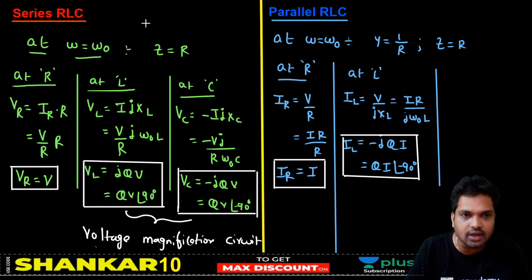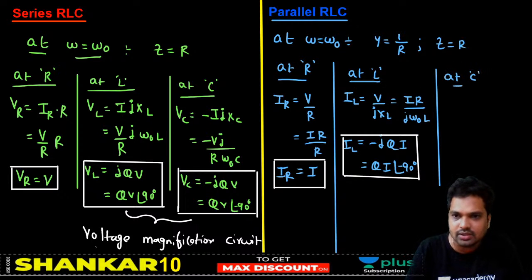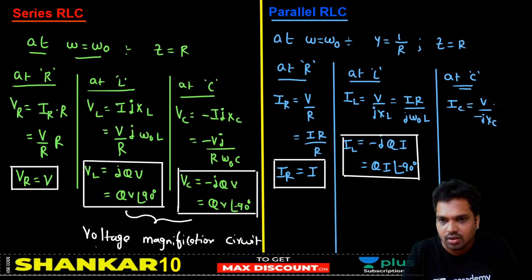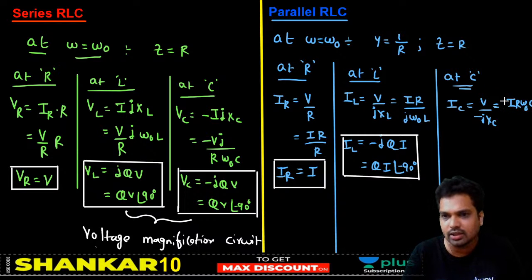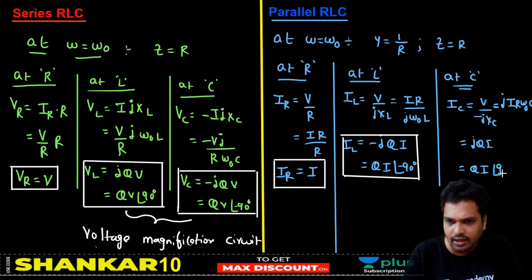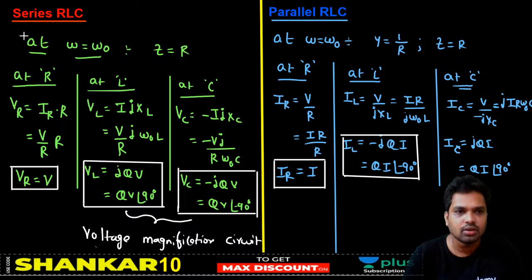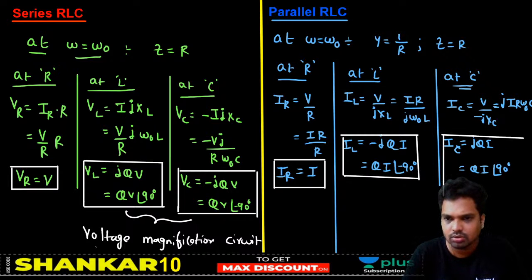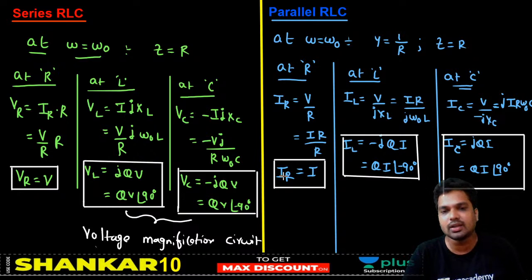Right. So next we are discussing the response at the capacitance. That is, the current in the capacitor is V by minus jXC. That is j times, I'm sorry if it is not visible, just a minute guys. It is IR into omega naught C into j. That is j times QI, or you can also say it is equal to QI angle plus 90 degrees. Here Q is omega naught RC. So this is your current IC. Right? Listen. So this is the response current in the resistor, inductor, capacitor.